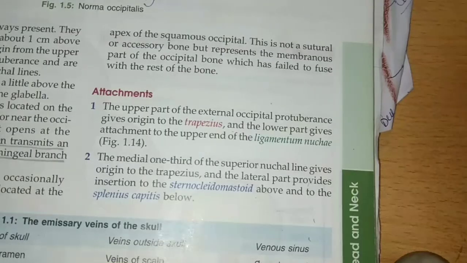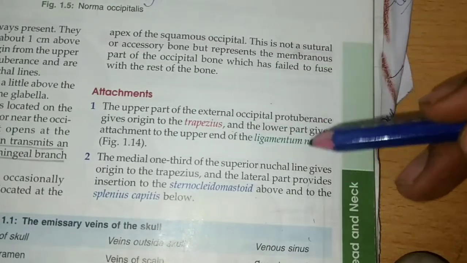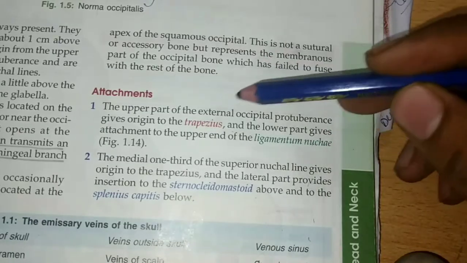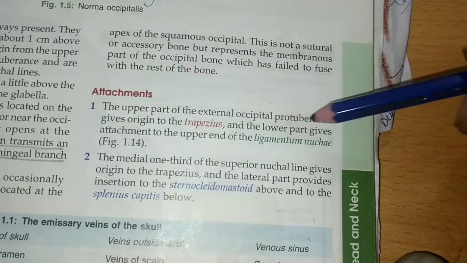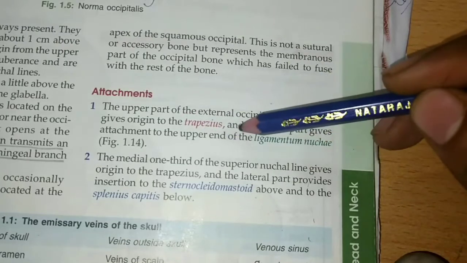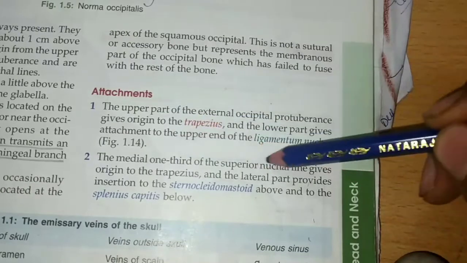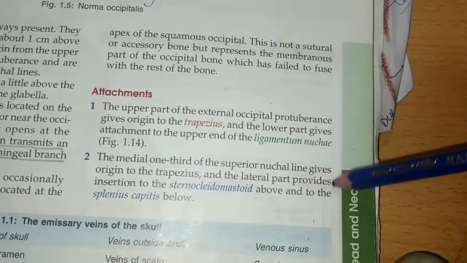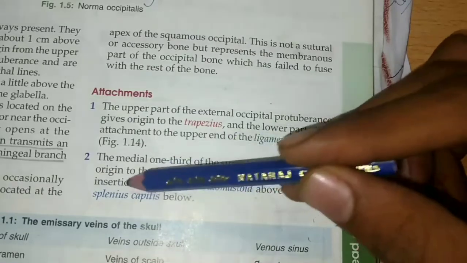Now coming to the attachments of the Norma occipitalis. I will first read all the attachments and then show you in the 3D view. The upper part of the external occipital protuberance gives origin to the trapezius, and the lower part gives attachment to the upper end of the ligamentum nuchae, a whitish transparent ligament. Insertion to the sternocleidomastoid above and to the splenius capitis below.